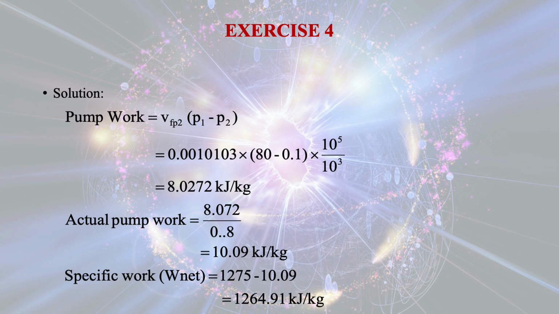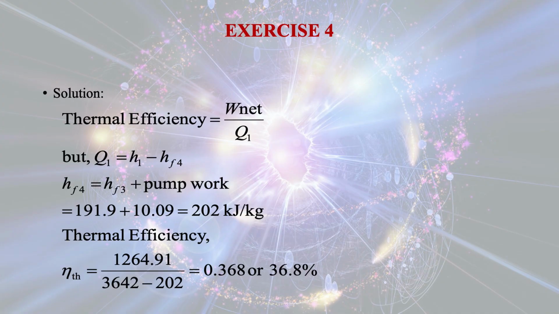So specific work is equal to 1275 minus 10.09, which is 1264.91 kilojoule per kg, because the net work is nothing but turbine work minus pump work. So thermal efficiency is W net by Q1. Q1 is equal to H1 minus HF4. HF4 is equal to HF3 plus pump work. So HF4 is equal to 191.9 plus 10.09, which is 202 kilojoule per kg.